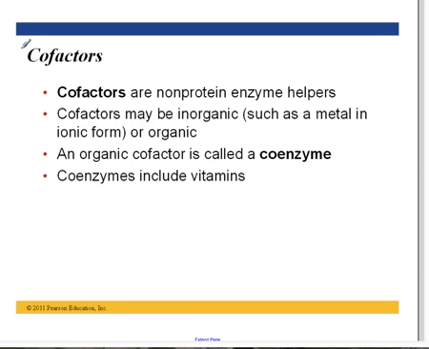Something else that enzymes need in order to work are cofactors. Cofactors may be non-protein enzyme helpers. They may be inorganic, such as metals, or they may be organic cofactors. If they are organic, they get a special name. They're called coenzymes. And many of the vitamins that we have in our body are actually coenzymes, and that's why it's important that you have a balanced diet and you have all the vitamins you need to help your enzymes function perfectly.